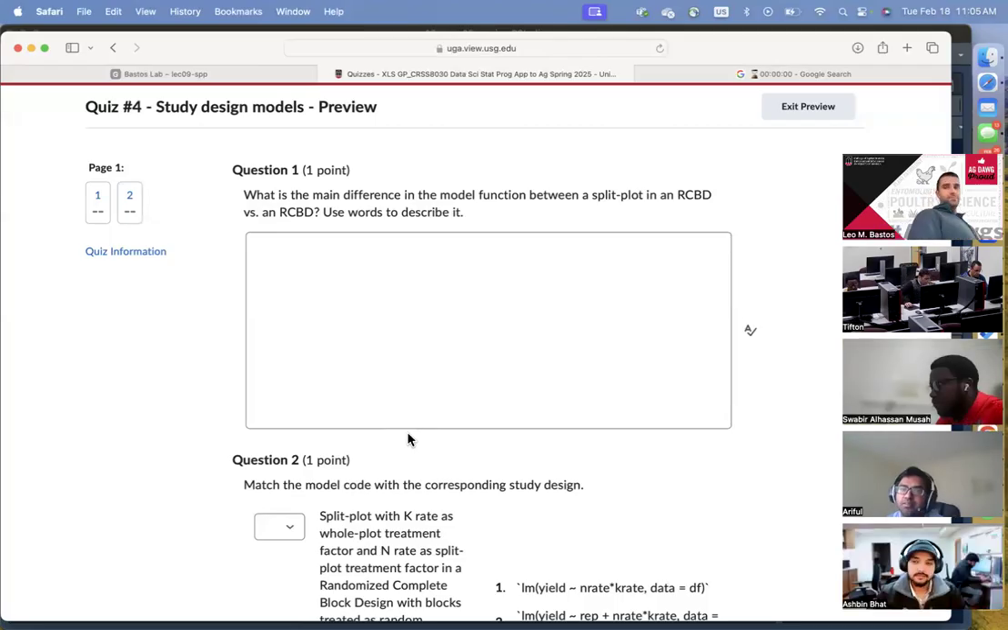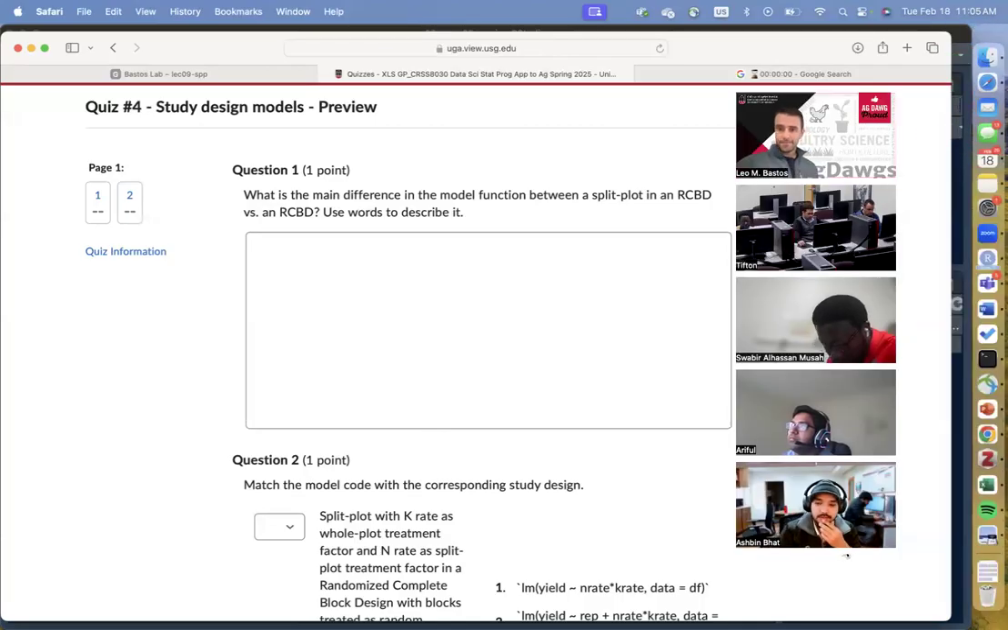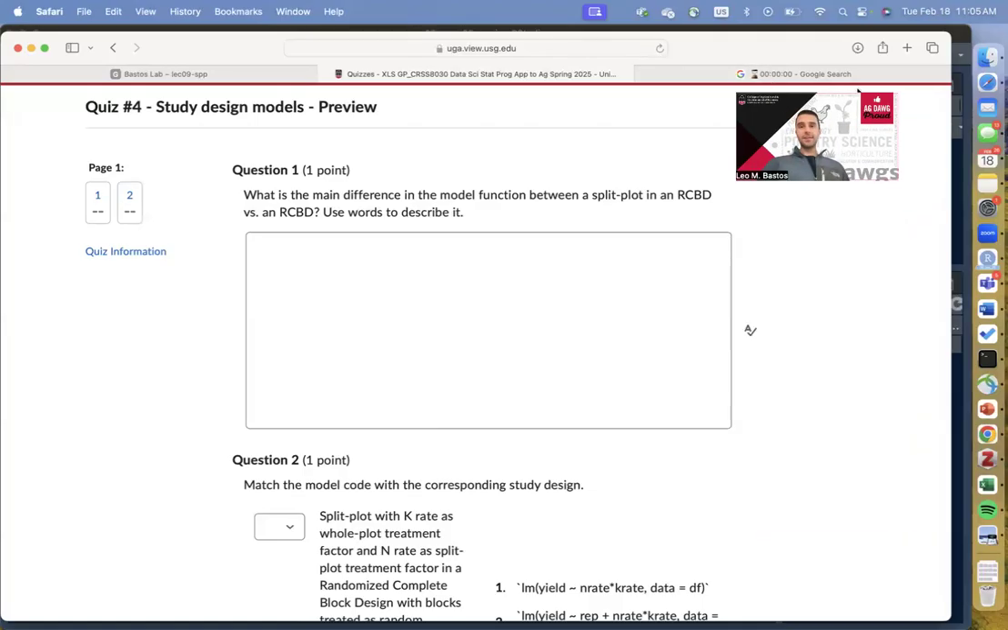Is the nesting? Sorry, go ahead, anyone online. Is it the nesting thing, like the block? The whole plot is nested inside the block. Yes, absolutely. Thanks, Ashwin. I think that was what I was originally looking for in here, but if you said something that makes sense and that is not wrong, then I'm taking any of those.